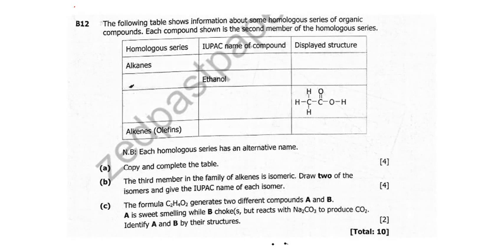In this tutorial, we are going to solve a question which came in 2020, question B2 chemistry. The question reads, the following table shows information about some homologous series of organic compounds. Each compound shown is the second member of the homologous series.